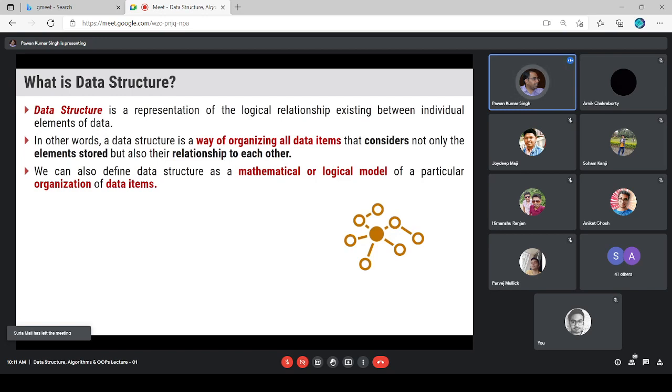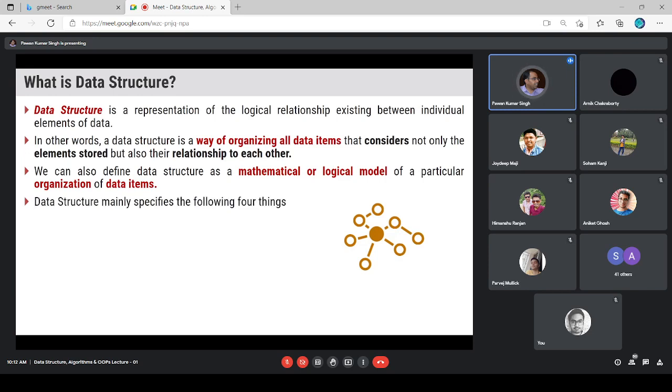There are three definitions I have given. Whatever you like, you can write in your examination. If you can write the first one also, it's the logical relationship between the individual elements. The second one is organizing all the data elements, and not only considering how the elements are stored, but also the relationship. And the third one is a mathematical or logical modeling of your data items.